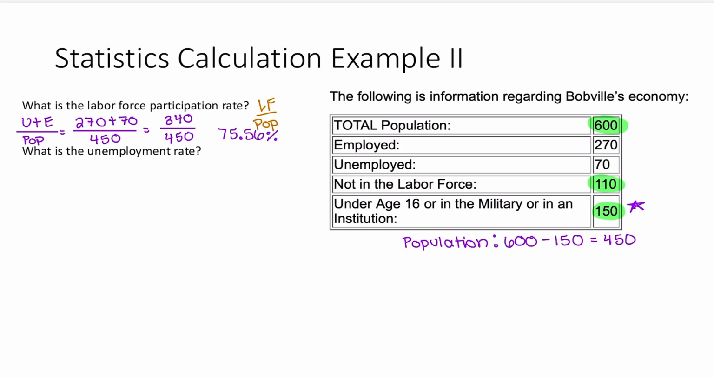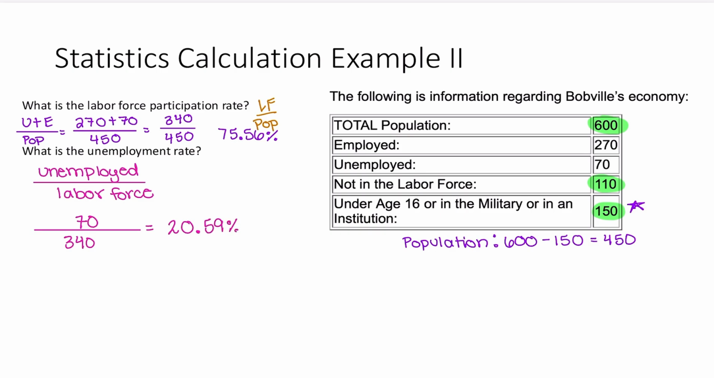Our unemployment rate is going to be the number of unemployed over the labor force. And we just said that our labor force was 340. Our unemployed is 70. So 70 over 340 gives us 20.59% as our unemployment rate.